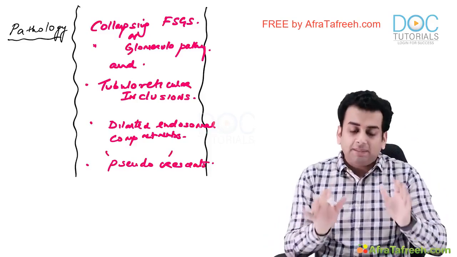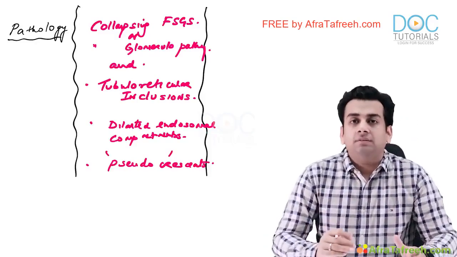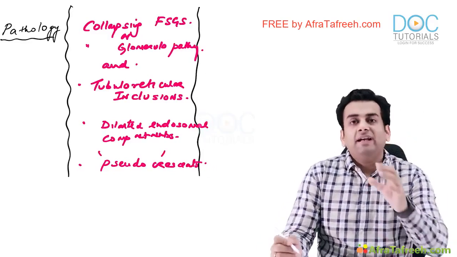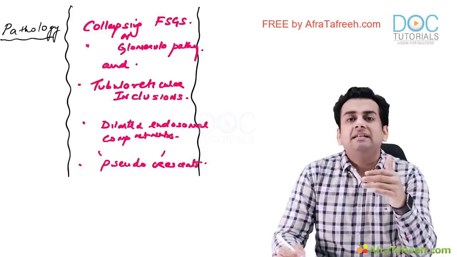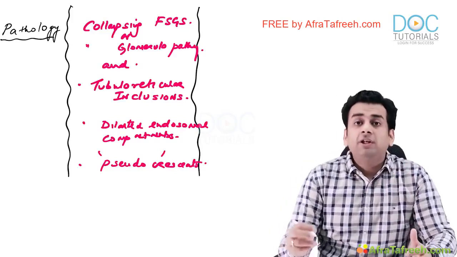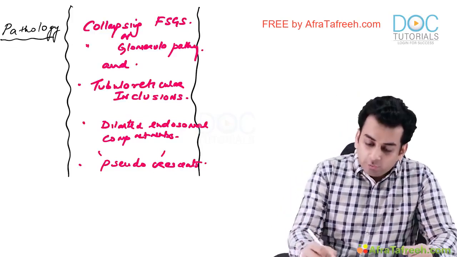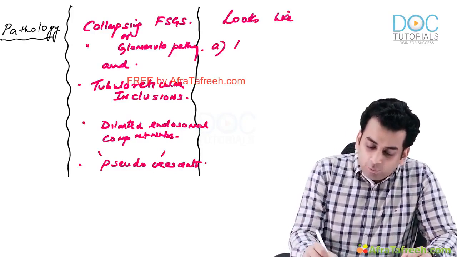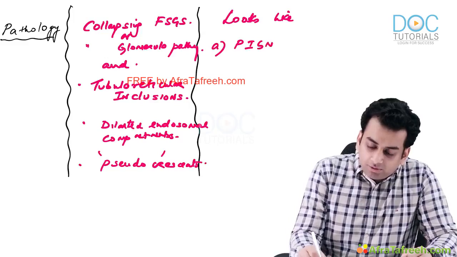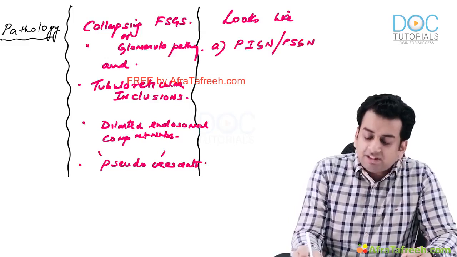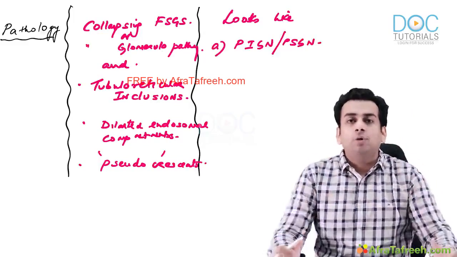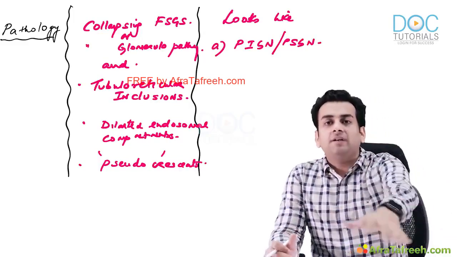This is the typical finding of HIVAN. Coming to HIVIC, you find immune complex mediated kidney disease. And what does it look like? It looks like post-infectious glomerulonephritis or PSGN, where you find lobular enlarged glomeruli with diffuse proliferative glomerulonephritis.